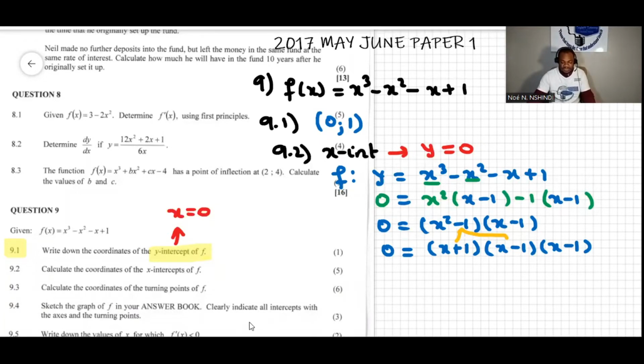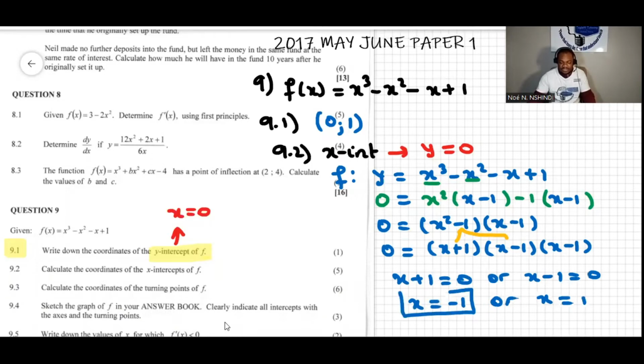So this simply means x plus 1 is 0, or x minus 1 equal to 0. Now if I move 1 there, we have negative 1, or x equal to 1. So those are the x-intercepts. Okay, we have 2 intercepts here for this cubic function. They are negative 1 and 1. That was question 9.2.